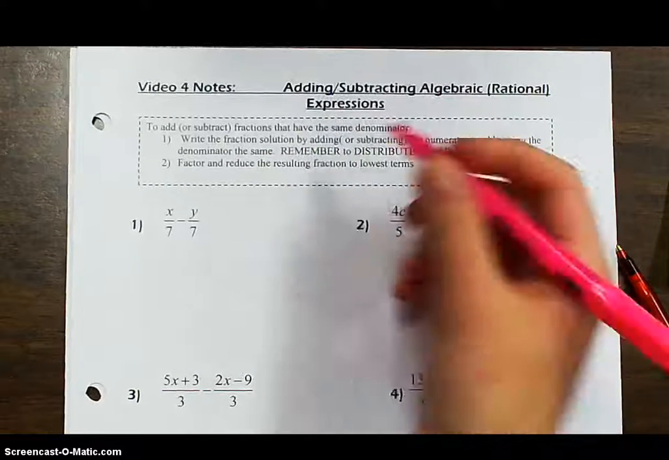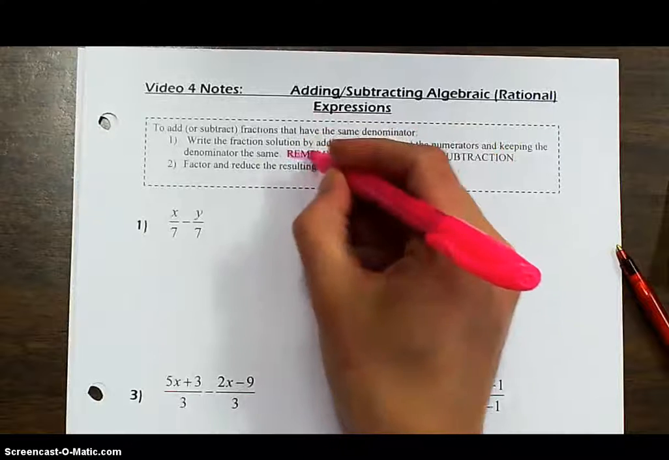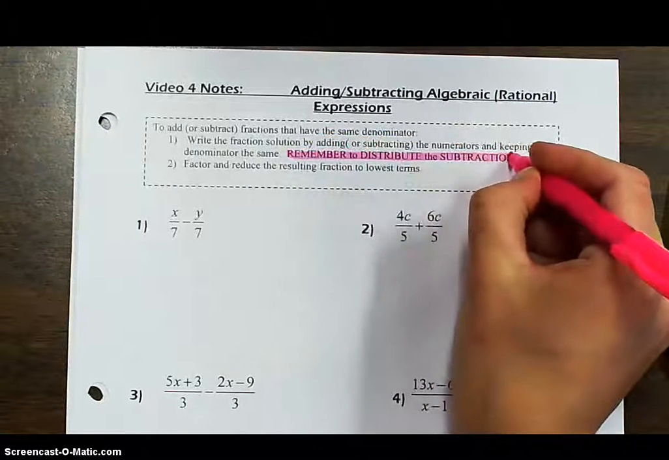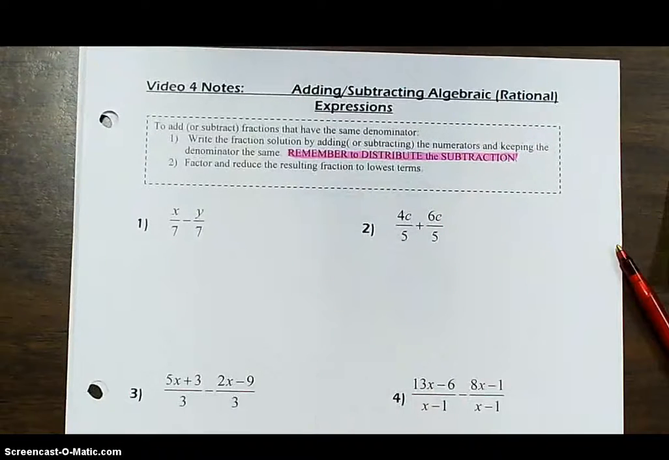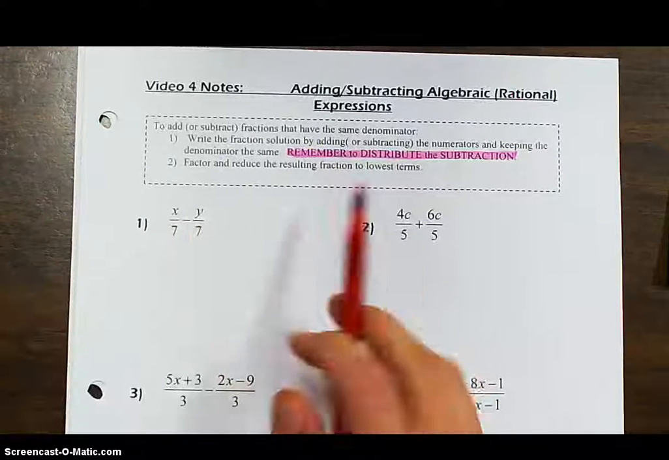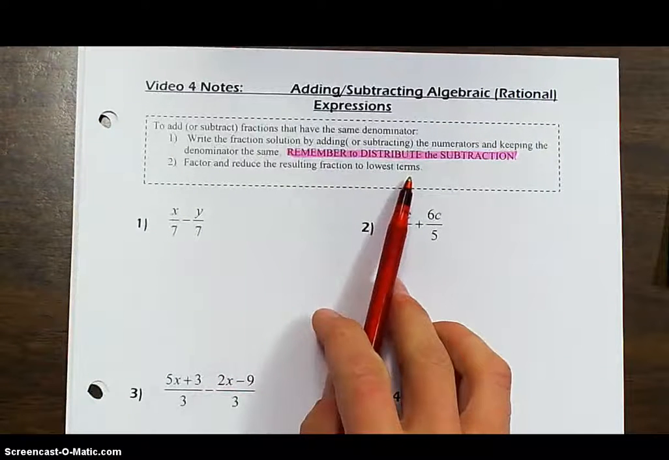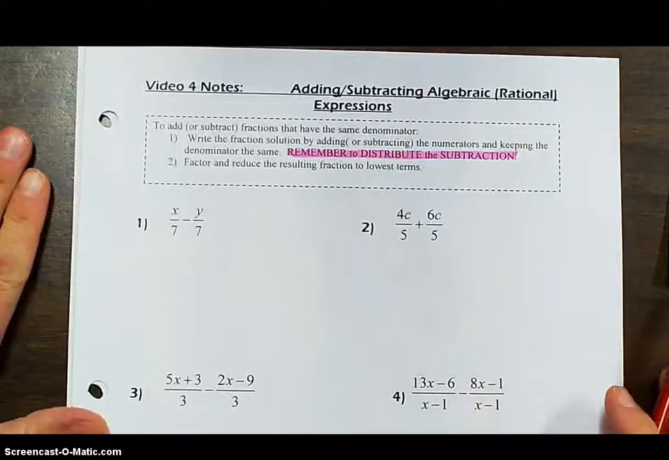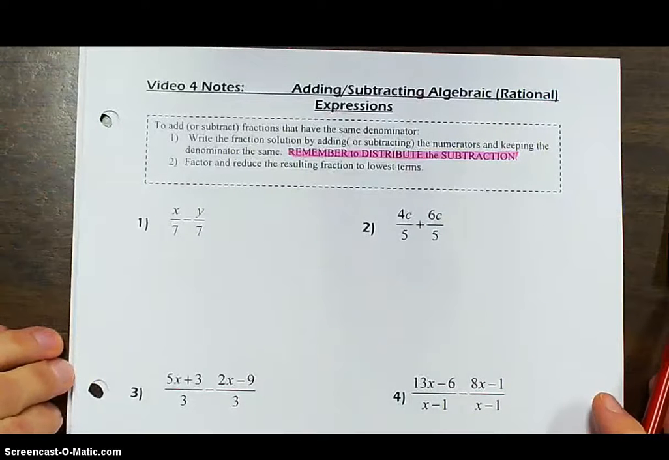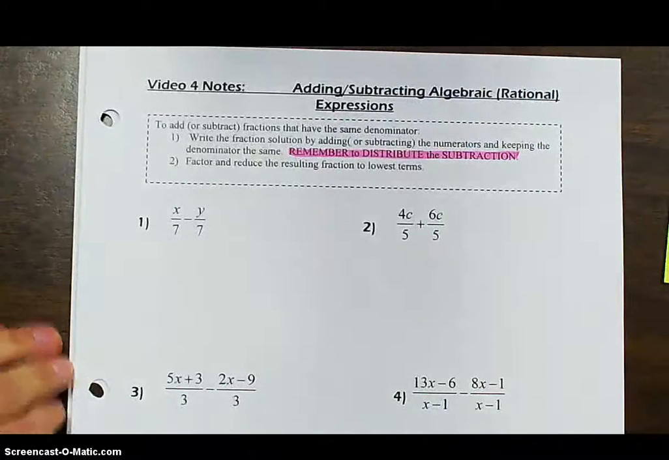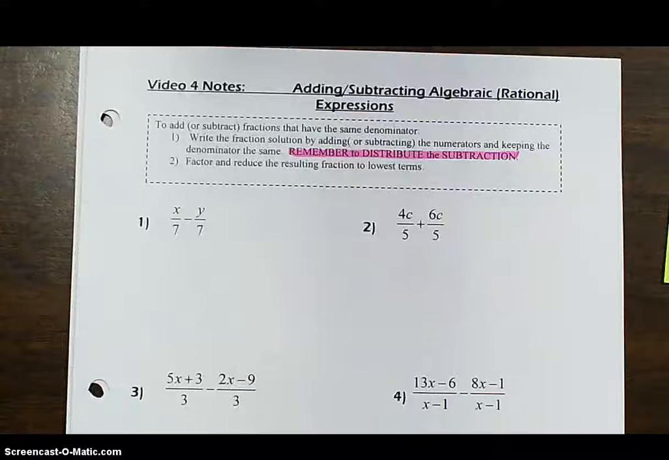Remember to distribute the subtraction. So if you're subtracting, you have to make sure that you distribute. Then second, you're going to factor and reduce the resulting fraction to lowest terms. So you're going to add or subtract first, then you're going to factor and simplify second. So let's go ahead and take a look.